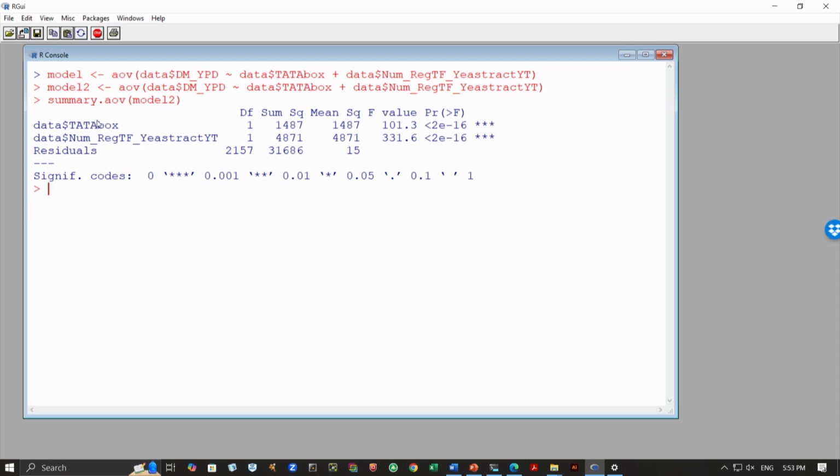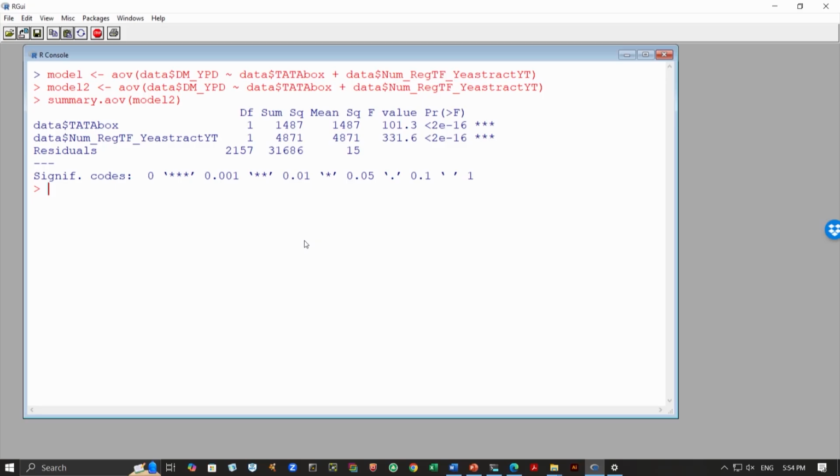So when you look into this DataBox, because this can take only 0 or 1 value, it means there is significant difference between the groups. So whether you have DataBox or not matters a lot for heterogeneity as well as average expression. And similarly for number of regulatory TFs, as the number of regulatory TFs changes, it also changes the mean expression as well as the heterogeneity measure. So this is a simple two-way ANOVA.